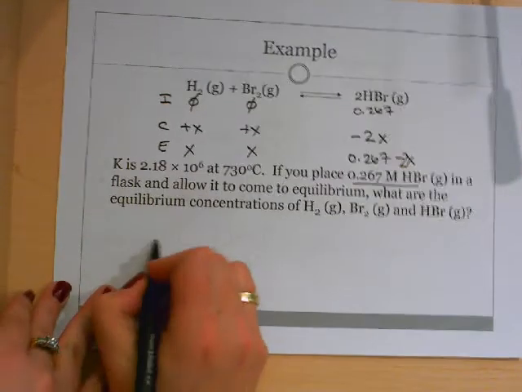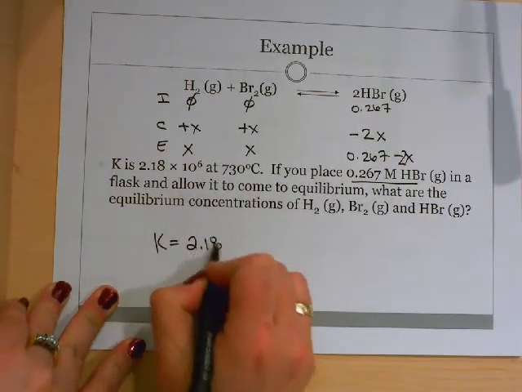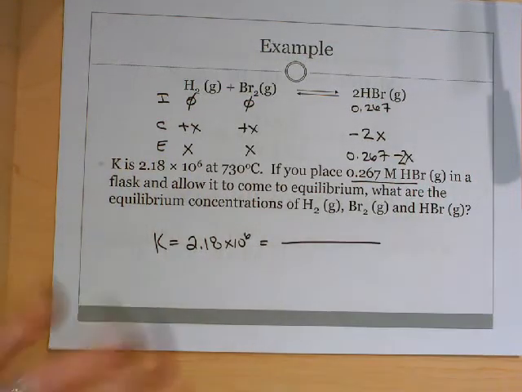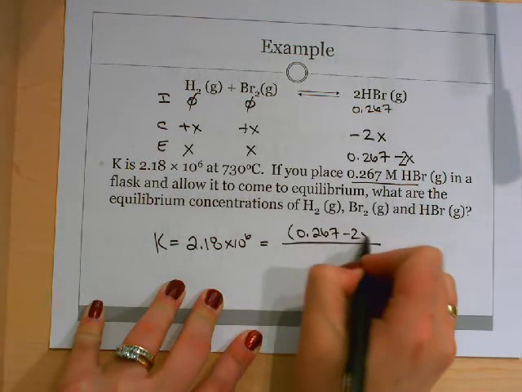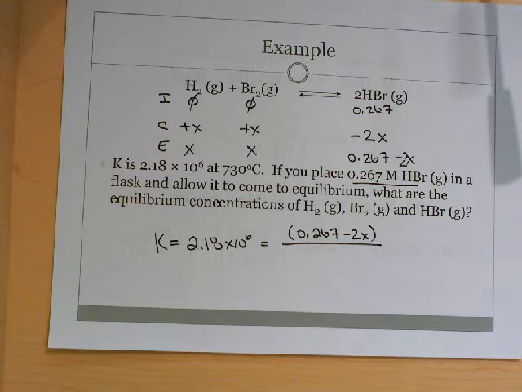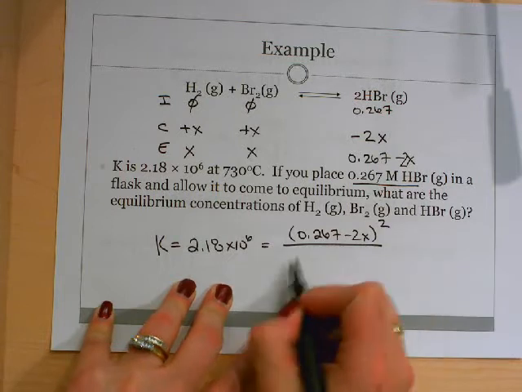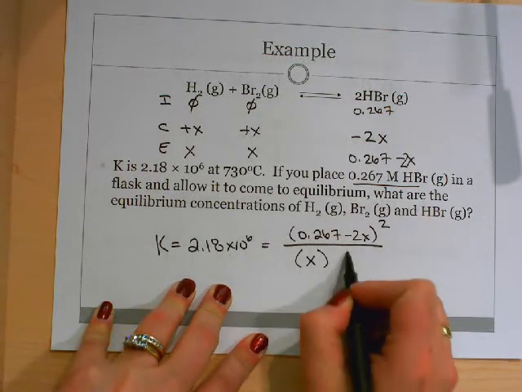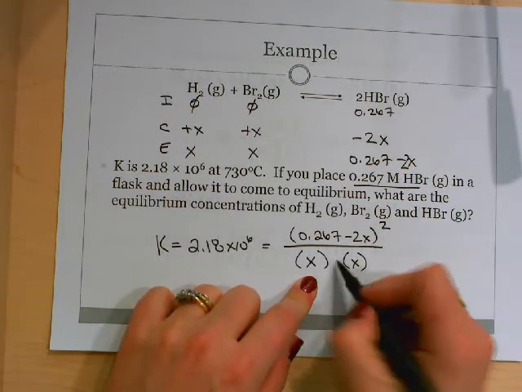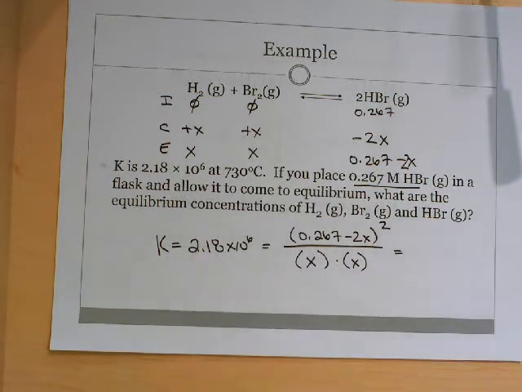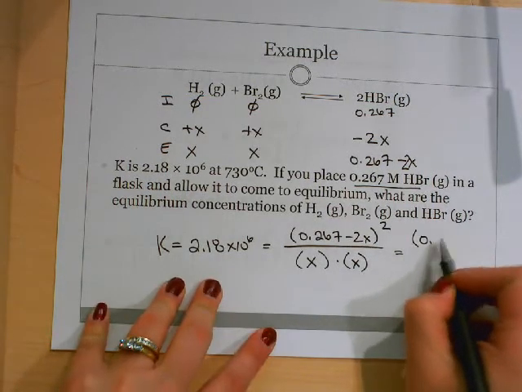Alright, so now we want to write the K equation, right? So what do I put in the numerator? Products or reactants? Yep, put the products. And does it need to get raised to an exponent? Yes, which exponent does it get? So either one of these X's gets raised to an exponent. Yep. I certainly can.